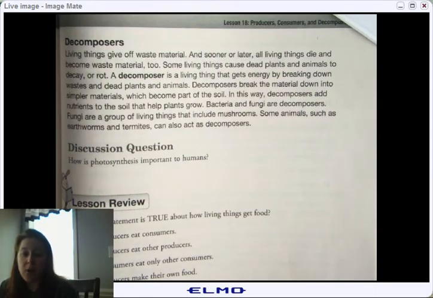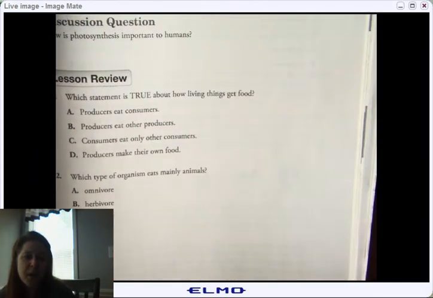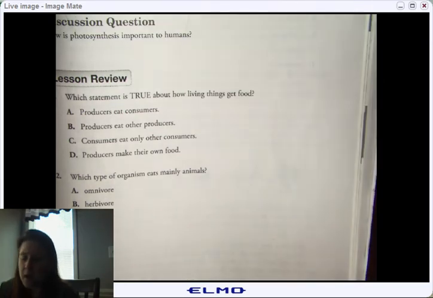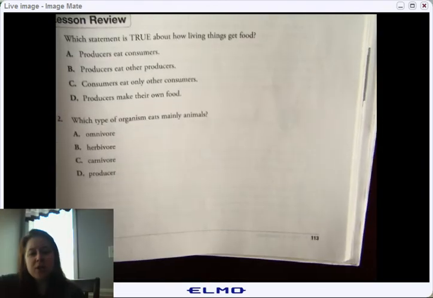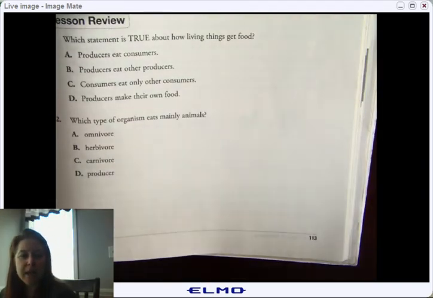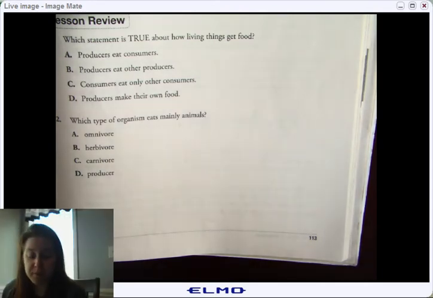And we are looking at our questions. Number 1, which statement is true about how living things get their food? A, producers eat consumers. B, producers eat other producers. C, consumers eat only other consumers. Or producers make their own food. Okay. Number 2, which type of organism eats mainly animals? An omnivore, a herbivore, a carnivore, or a producer?